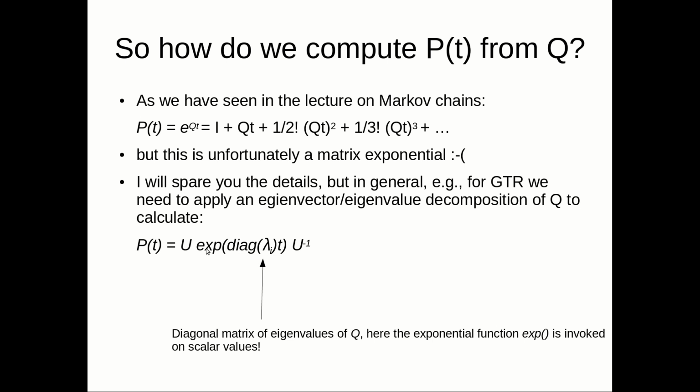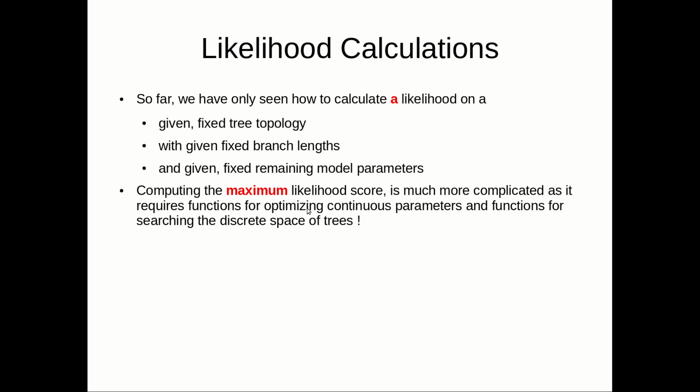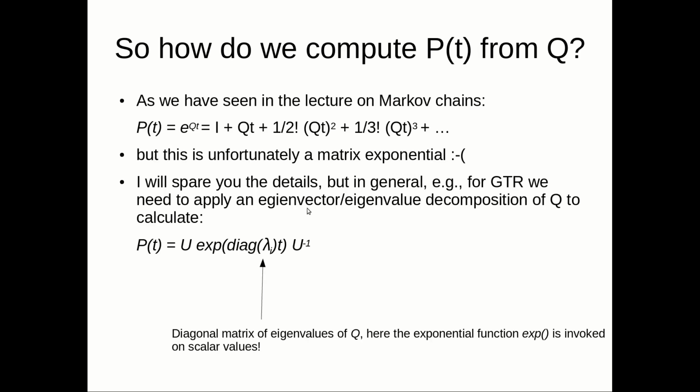And so note that this is a scalar expression, right? So the diagonal value Li, this is just the ith eigenvalue of Q. So this is basically just a scalar invocation of the exponential function, and then the result is just put into a matrix, and thereby we can compute the transition probability matrix. So I will spare you the numerical details and how we actually do that in practice.